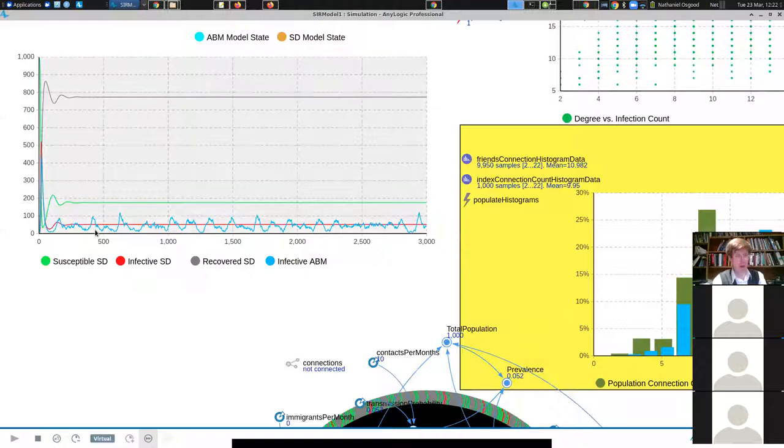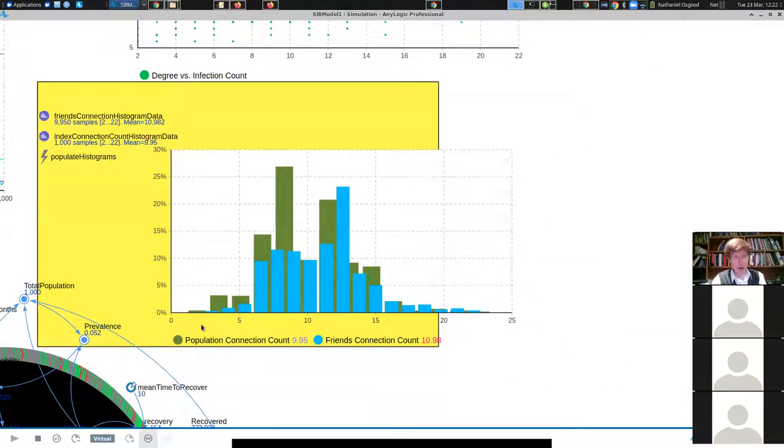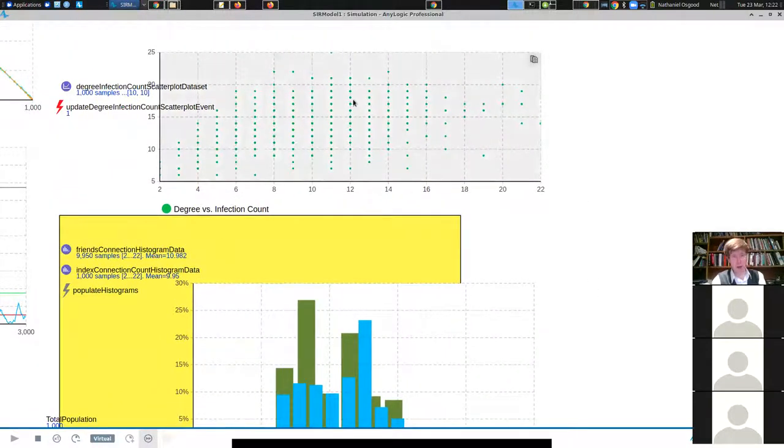We're gonna compare here outputs from a system dynamics model on things like the number of susceptible, the number of infective, with similar counts from the agent-based model, things like the number of infective individuals in that model. We're going to look at connection counts for this model and how a person's risk of infection and the number of times they've been infected varies with their number of connections, their so-called degree, the number of friends they have in the network, so to speak.